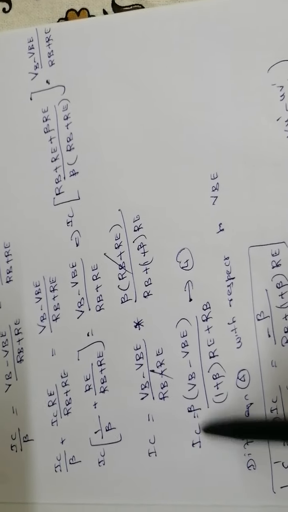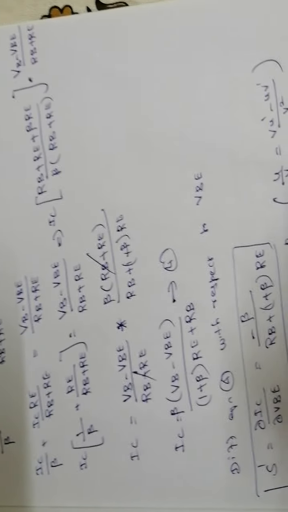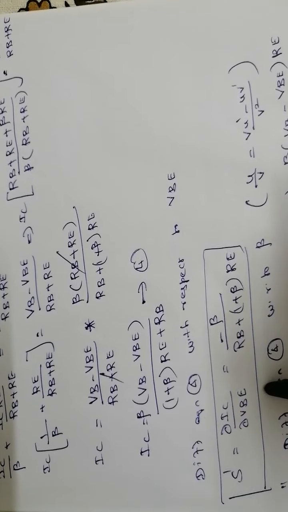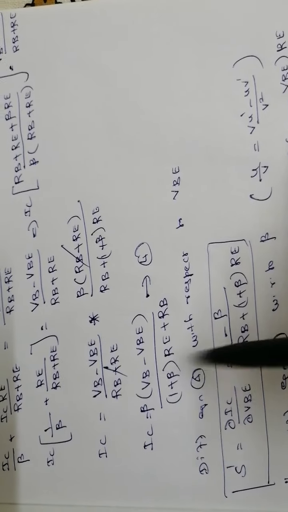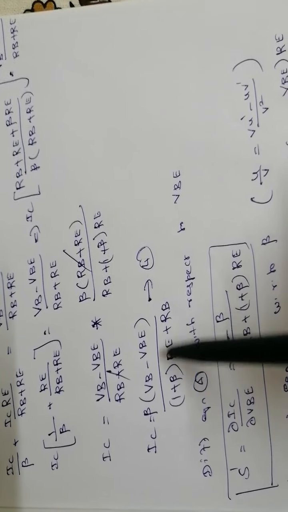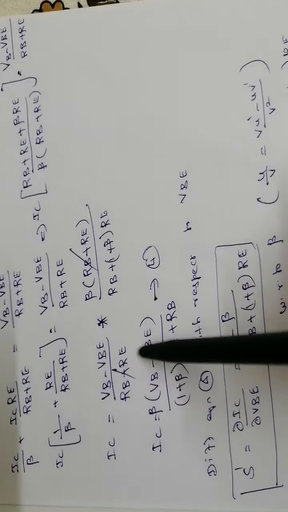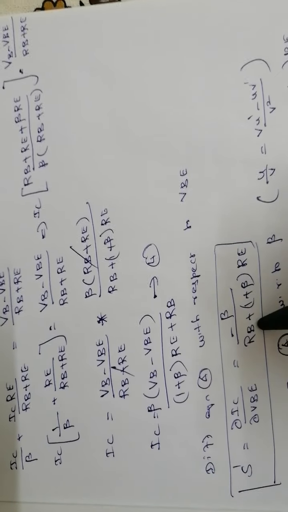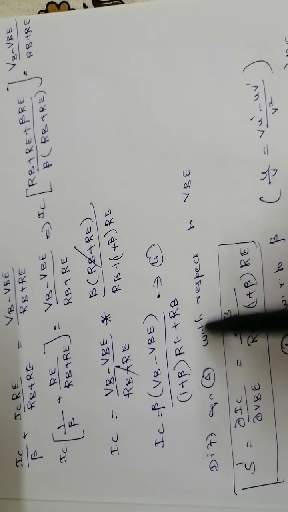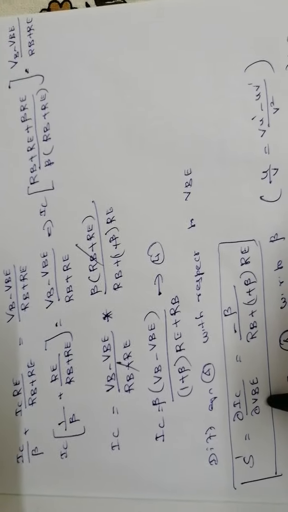Now differentiate this equation with respect to VBE, we get S dash. ∂IC/∂VBE equal to minus beta by RB plus 1 plus beta RE. This term becomes 0, so this term becomes 1. So we get minus beta by this value. This is the stability factor in terms of VBE.